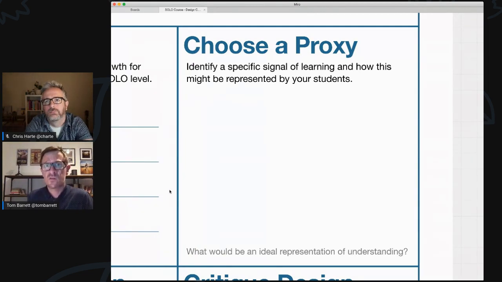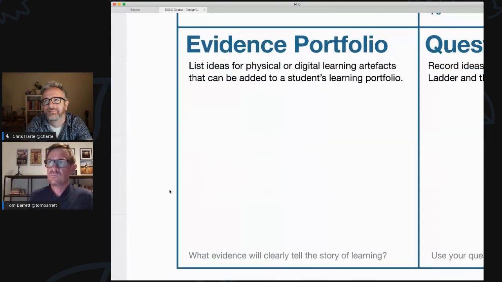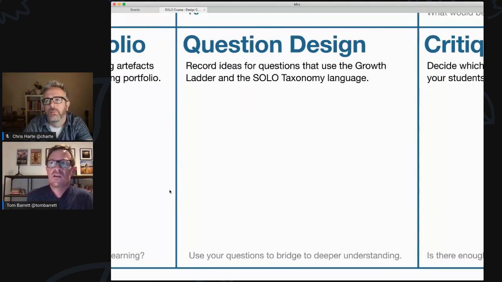Remember, Chris is going to work through an example with us in a second. You're going to list some ideas that might go into a student's portfolio. So what's the evidence that's going to show that learning has taken place? This is a good reminder to us to capture small pieces of evidence over time, building up a physical or digital learning portfolio that shows beautiful work, shows learning taking place. So what evidence will clearly tell the story of learning? We're going to look at question design.